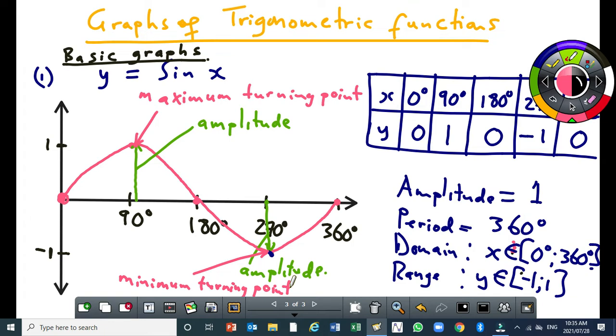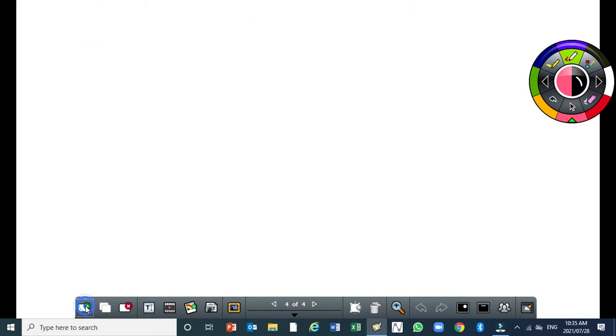Okay, so we'll stop there for now. Let's move on to the definition of amplitude and the definition of period. Okay, so let me write a definition.